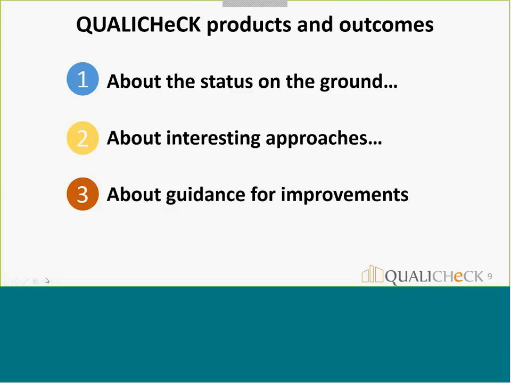Within QUALICHeCK, we try to collect interesting information about the status on the ground. What is happening today in different countries? Can we learn from it? Do we see positive experiences or more problematic experiences? Secondly, do we find interesting approaches to come to better compliance and better quality of the works? And thirdly, to give guidance for improvements with respect to compliance and enforcement topics. So that's the overall context.